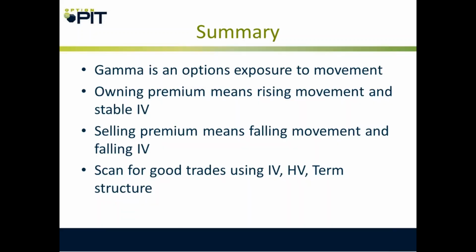All right. So in summary, gamma is an options exposure to movement. Owning premium means rising movement and stable IV. Selling premium means falling movement and falling IV. And scan for good trades using IV, HV, and term structure.